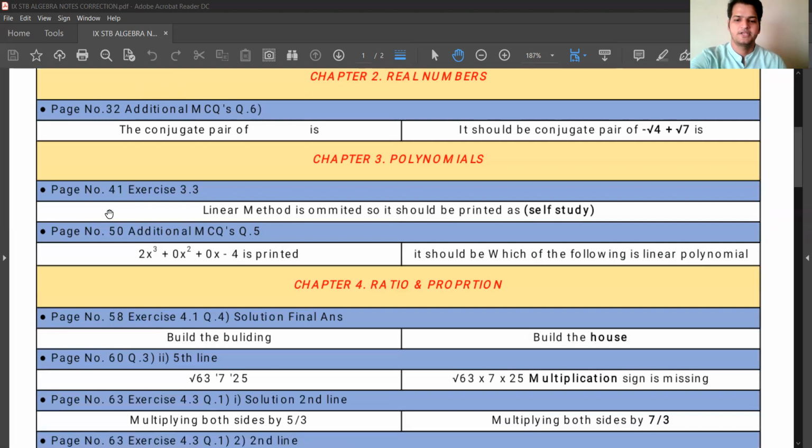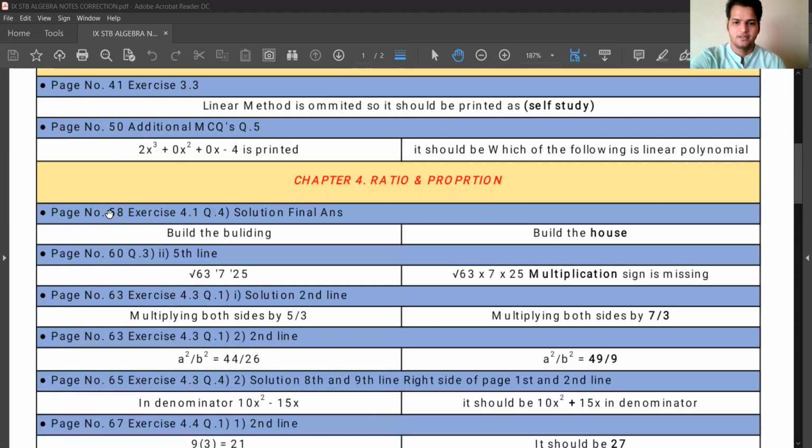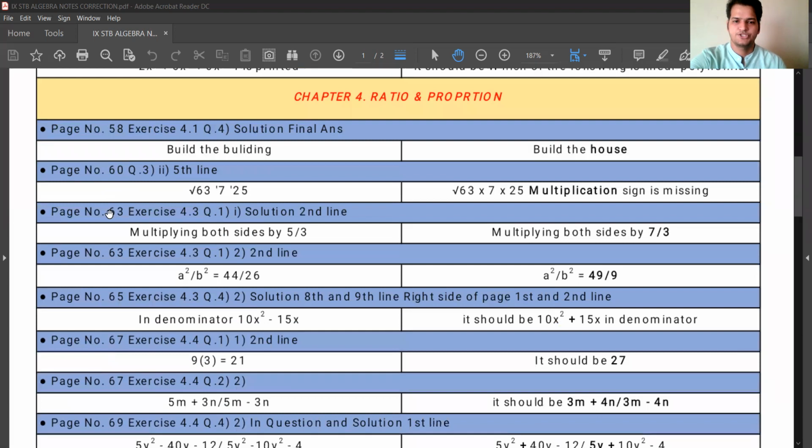Chapter number 4, ratio and proportion. Now, in this chapter, ratio and proportion, on page number 58, exercise number 4.1, question number 4, solution, final answer. The final answer of the solution has been misprinted as build the building. Instead, it should be build the house. Okay. So in the final answer, it should be build the house instead of build the building.